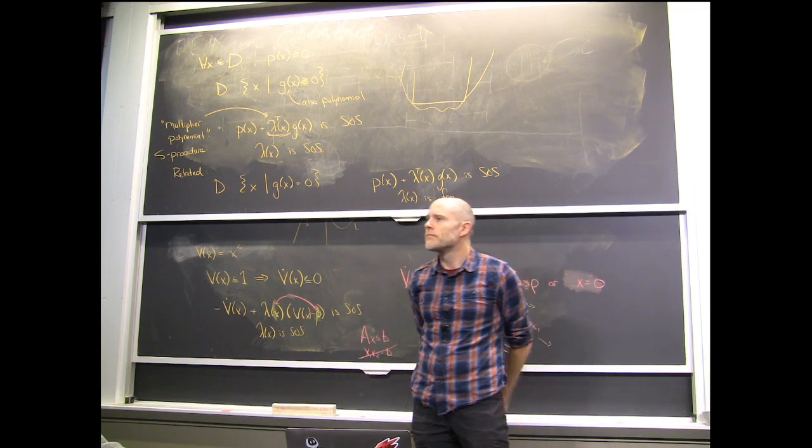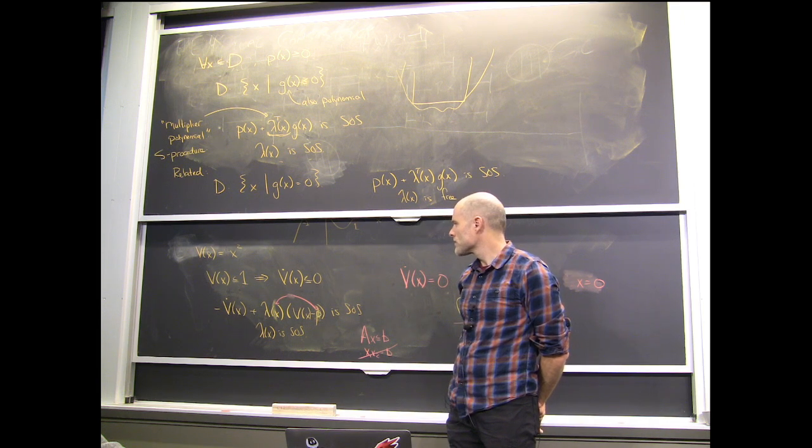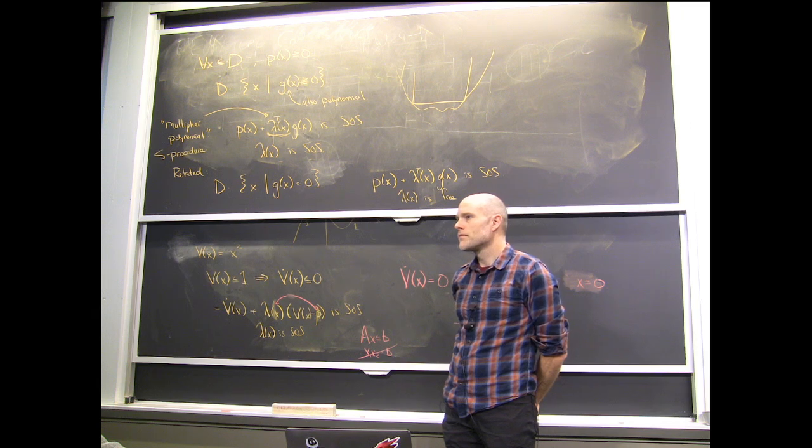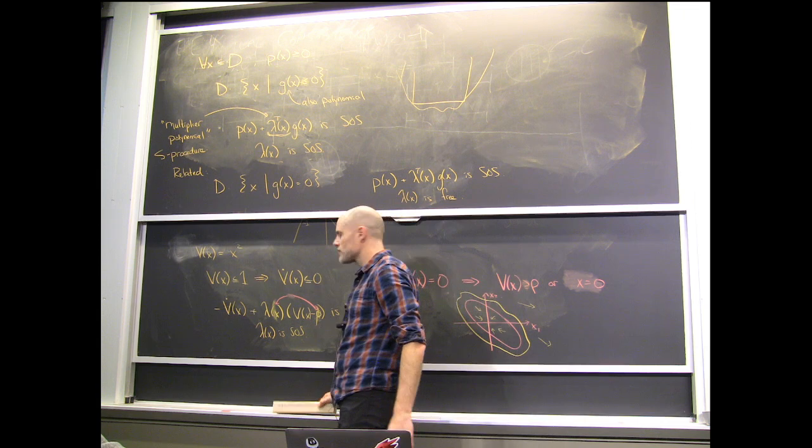Yeah, go ahead. Just a general question. The V dot doesn't have to be sum of squares. That's why we're adding the lambda and everything. But sum of squares makes it easier to solve. Good question. So let's bring it back.